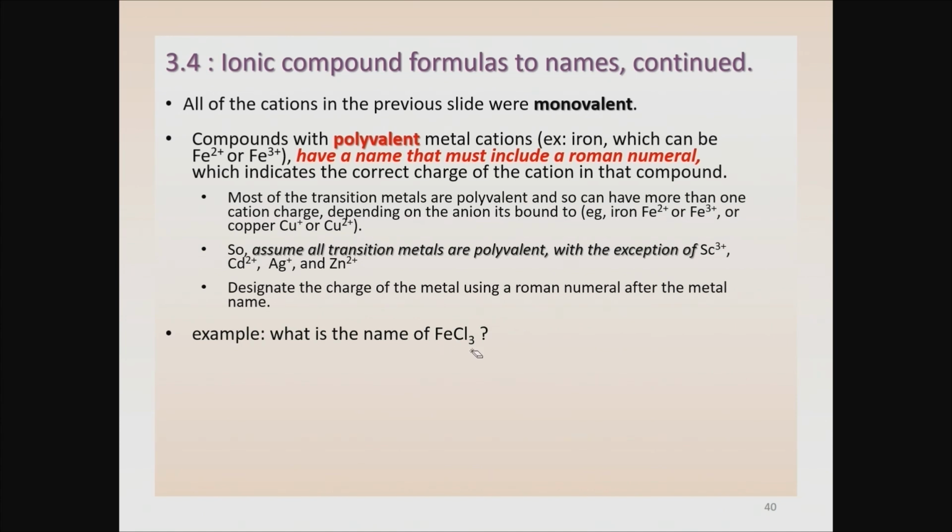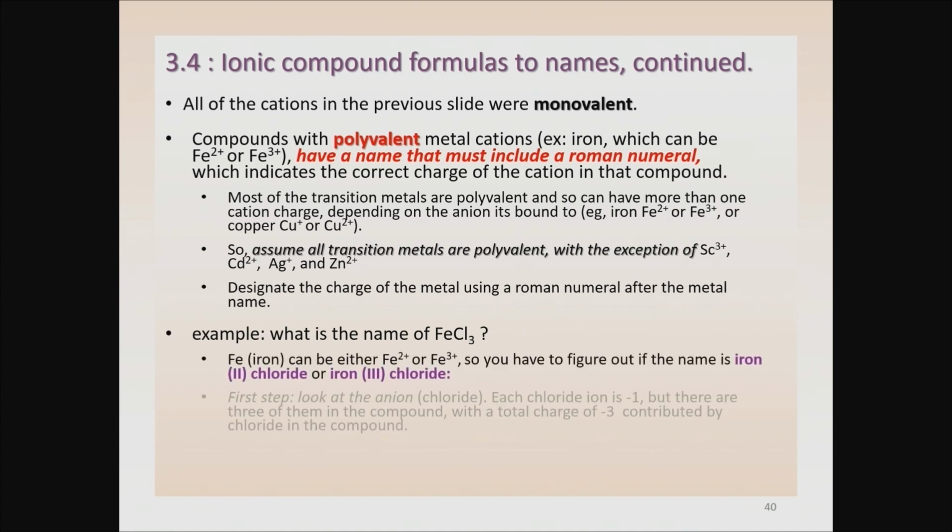The way you do that is as follows. The first step is in that formula you look at the anion, which is chloride. Now chloride is monovalent. It can only have a particular charge, and that particular charge is -1. Now if you look at FeCl3, you will see that there are 3 chloride ions there. So the total charge contributed by chloride ions is -1 per chloride times 3 chloride ions, a total of -3.